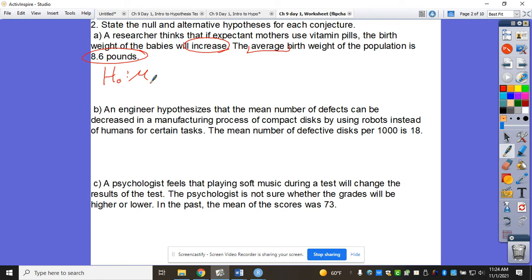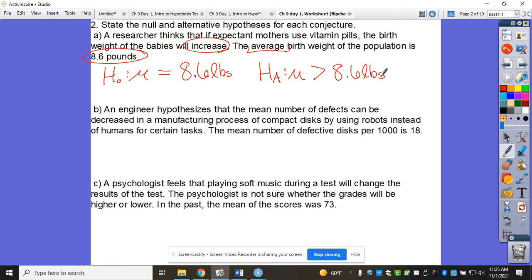This always has to be equals, and the claim is... so this is one of those where nobody said they are 8.6 pounds, it's not like an initial claim, but that was kind of the past one, I guess. And then we are claiming that this group would be greater than, because they'll increase from where they were initially.